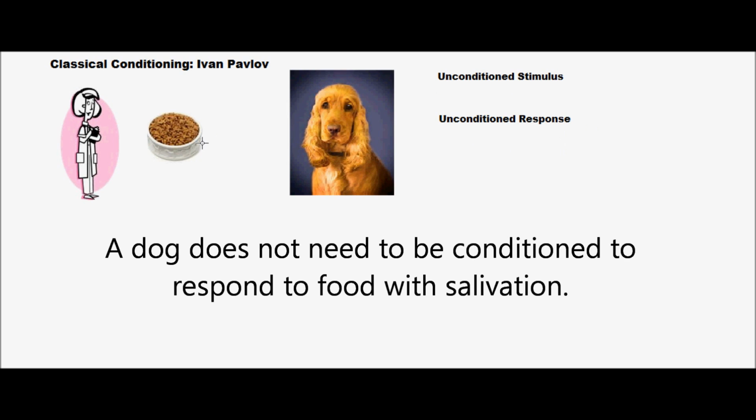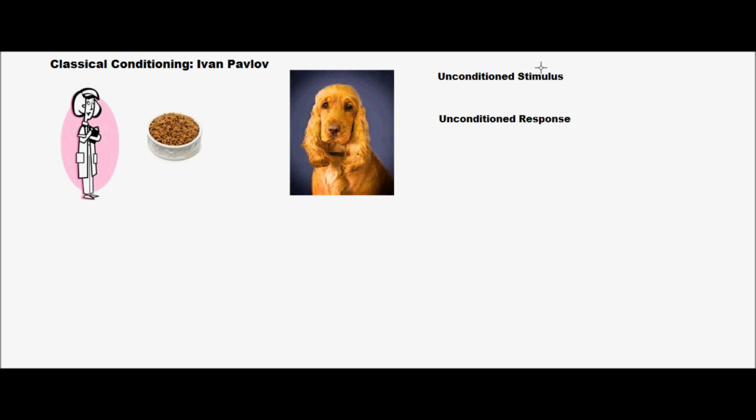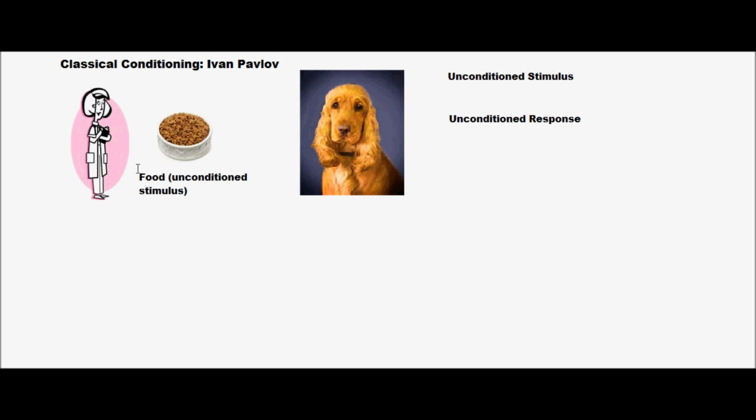So in this case, the food would be the unconditioned stimulus because food is the item that stimulates the response, the natural response. So it's an unconditioned or unlearned stimulus. The dog does not need to learn to salivate to food. It's a natural response. So the food is the unconditioned stimulus, and that's an important term in classical conditioning.